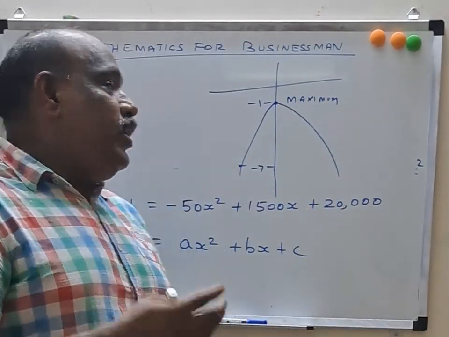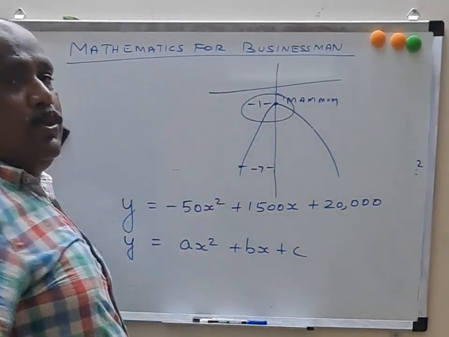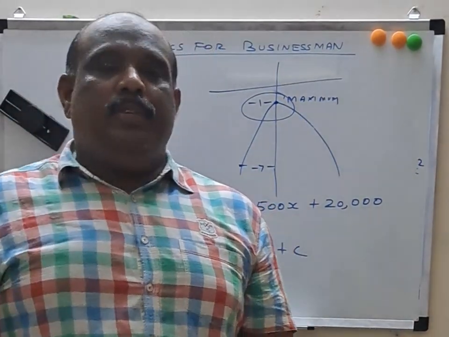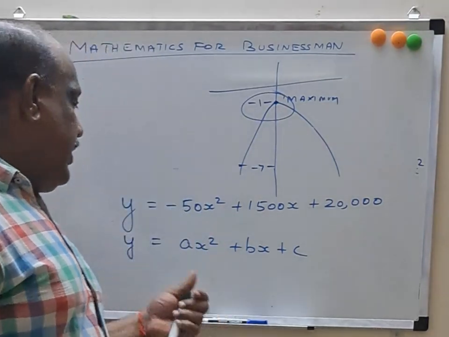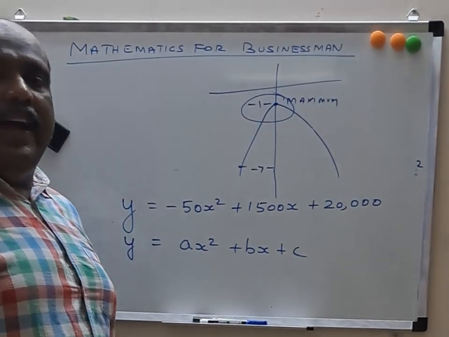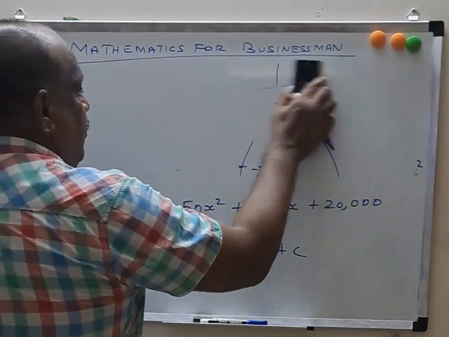So the maximum value from this parabola, or from the quadratic equation, will be what? This particular value. The vertex will give me the maximum value. So whenever a is negative, I will get the maximum. That is the idea I want to confirm with you. Okay, fine.